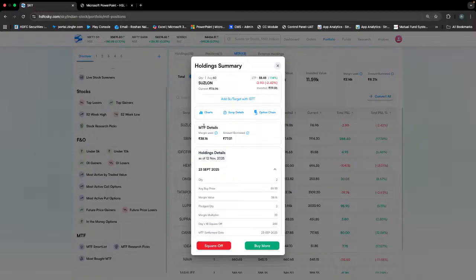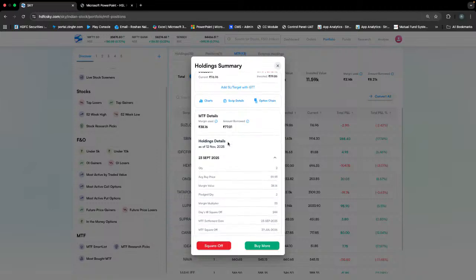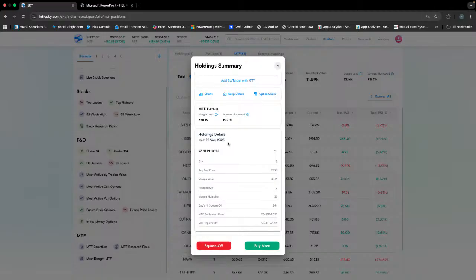And you can see a clear bifurcation: for purchasing this stock, I paid 38 and I borrowed 77. Invested value was 119 and the current value is this much. Margin used from my ledger is 38, which I funded by cash, and the amount borrowed, which was given by the broker for this position, is 77. I can hold this position for 1 year, make profit and loss accordingly and make my own decisions.